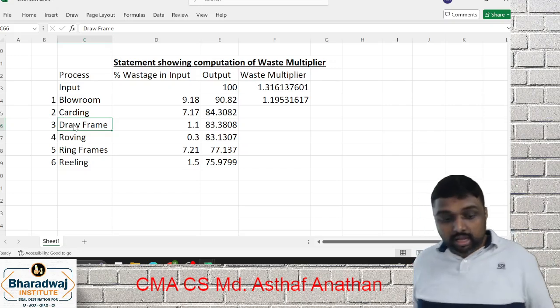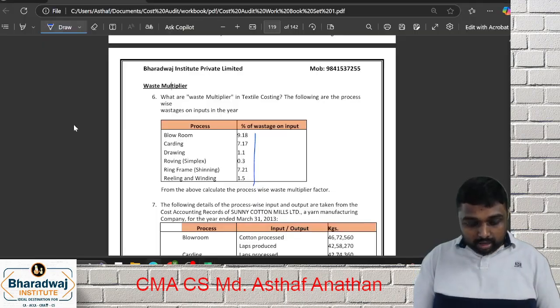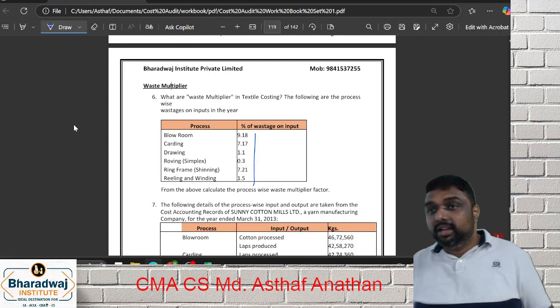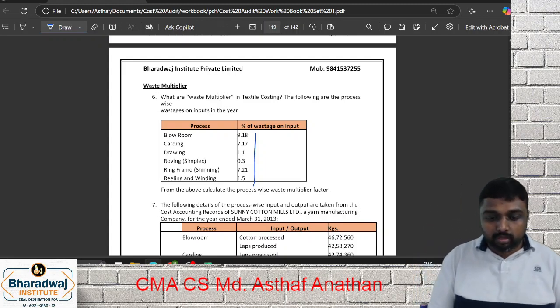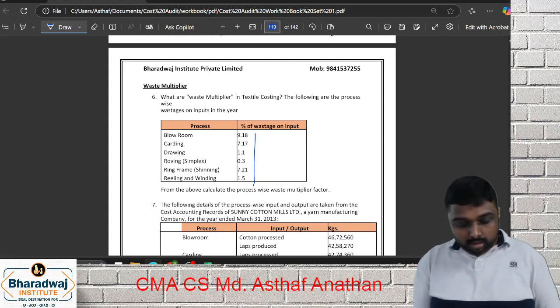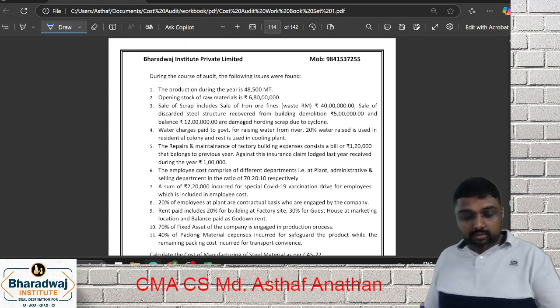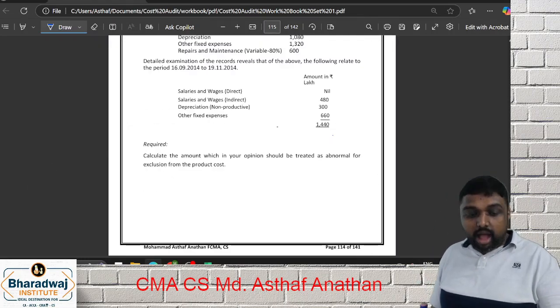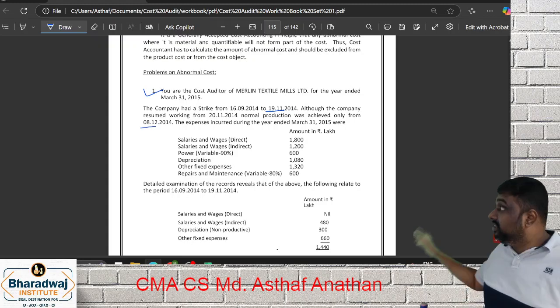Very, very interesting. Treatment of abnormal loss. Which page number can anyone tell? 114. Yes, treatment of abnormal loss. See, 114, let me tell, very, very important.